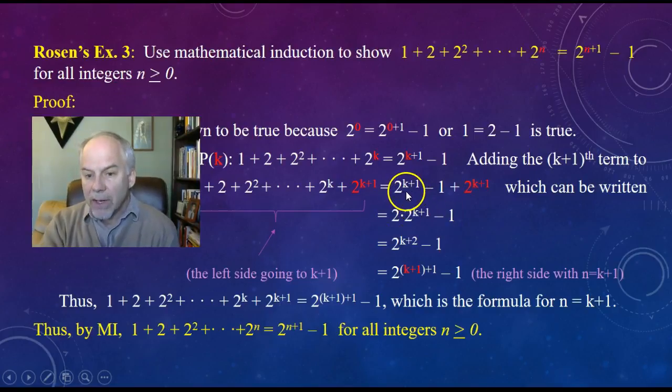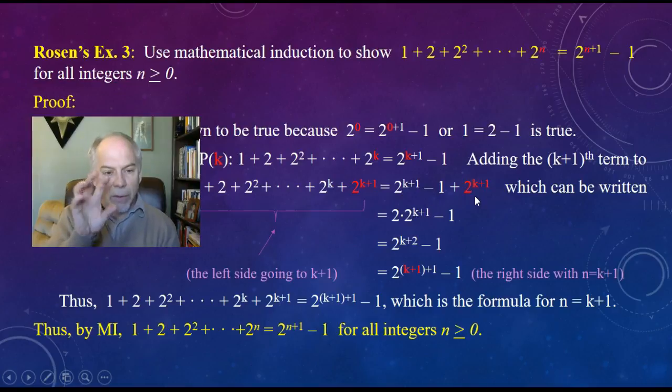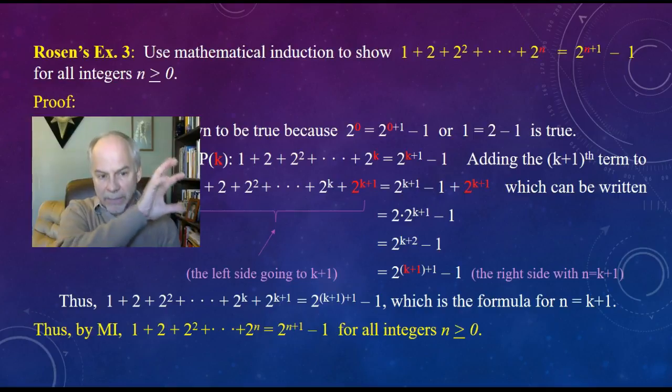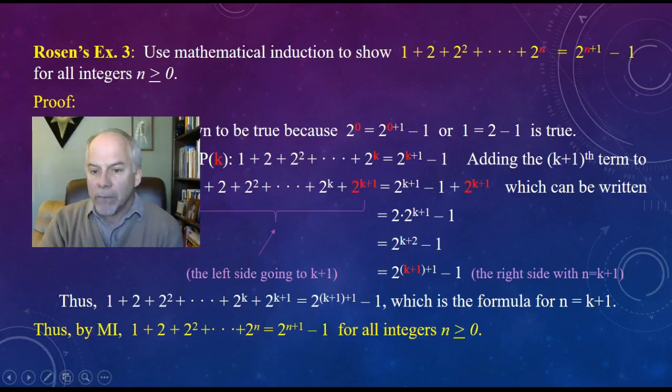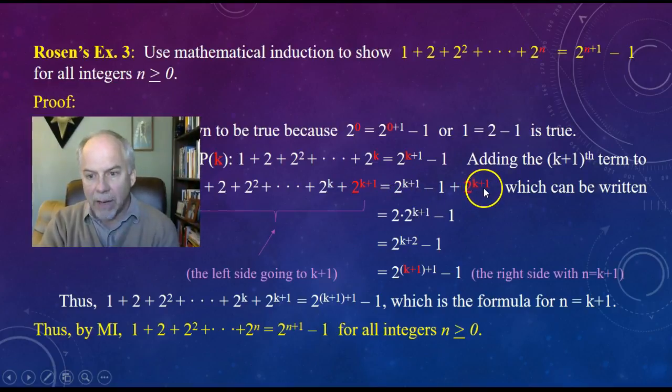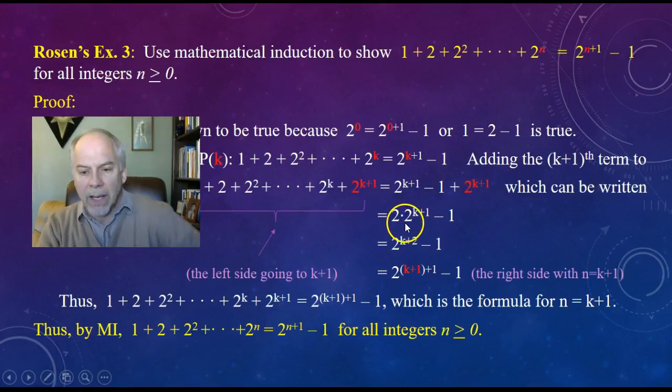Now, you'll notice that I have 2 to the power of k plus 1 and another 2 to the power of k plus 1. Now, you know, in algebra, if you have x plus another x, that's the same as 2 times x, right? Or you have y plus y, it's 2y. Well, so if I've got one of these 2 to the power of k plus 1 and another 2 to the power of k plus 1, I could say it's 2 times 2 to the power of k plus 1. And of course, if you add the exponents here, this is to the first power, so you could add 1 plus k plus 1, and you get k plus 2.